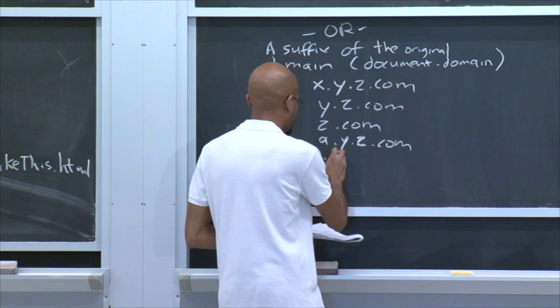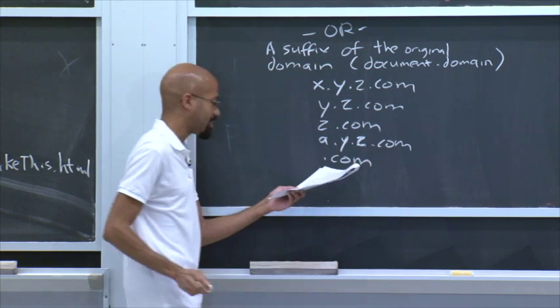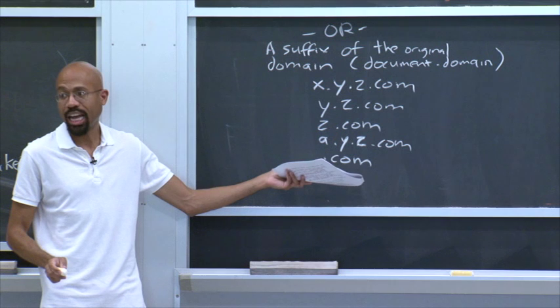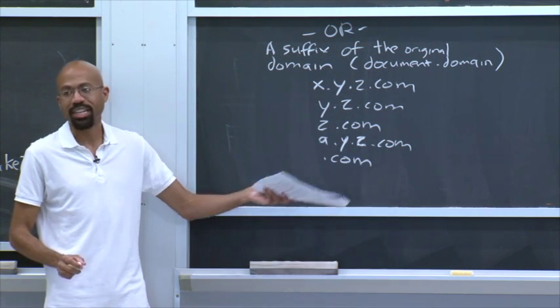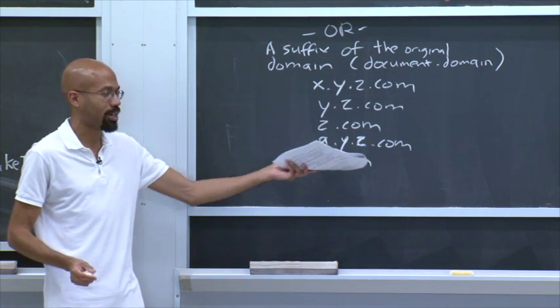And also, it cannot set its suffix to .com. So does anyone have any theories about why this is a bad idea? Right, exactly. So people are laughing because clearly this is going to bring out the apocalypse, right?